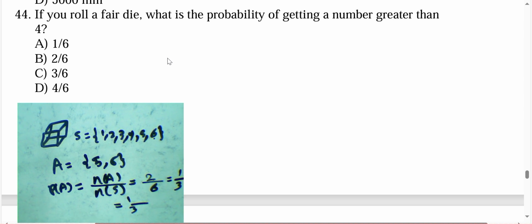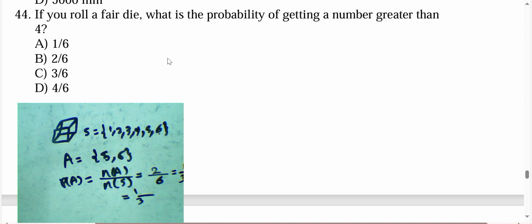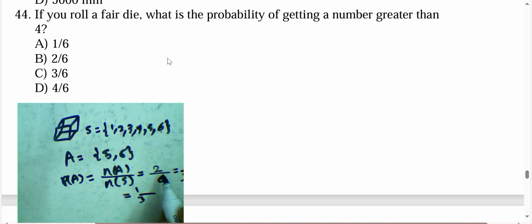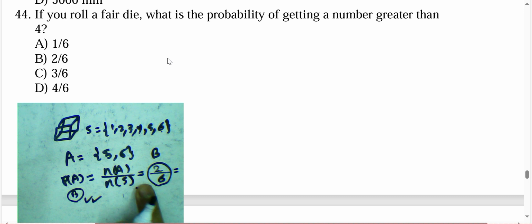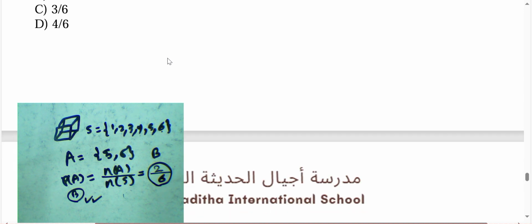Okay? Greater than 4 will be 5 and 6, so 2 over 6. Choose letter B. Okay? He wrote 2 over 6, not 1 over 3. It's equivalent. But in this example, he gave me 2 over 6, so you must choose letter B. 2 over 6 or 1 over 3. If you want to simplify it, you can divide by 2. The result will be one third. So the result here will be 2 over 6.